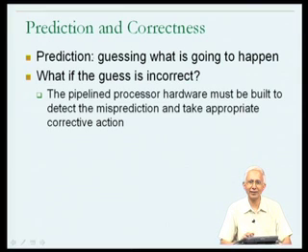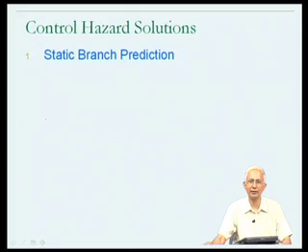One cannot sacrifice correctness in the interest of performance. Just to remove the stall cycle, the control hazard stall cycle, one cannot build a processor that does not execute programs correctly. Therefore, this is the consequence. The pipeline processor hardware must be built to detect mispredictions and take appropriate corrective action. Let's look at a simple example of static branch prediction and understand this.